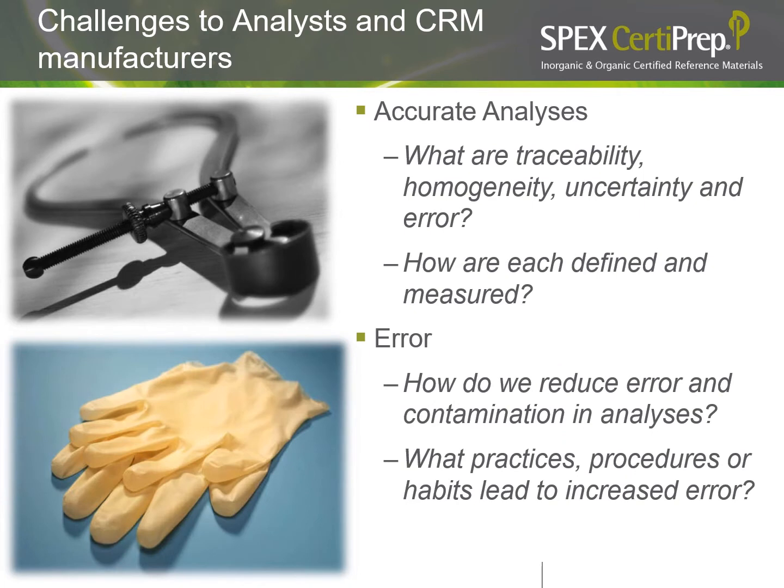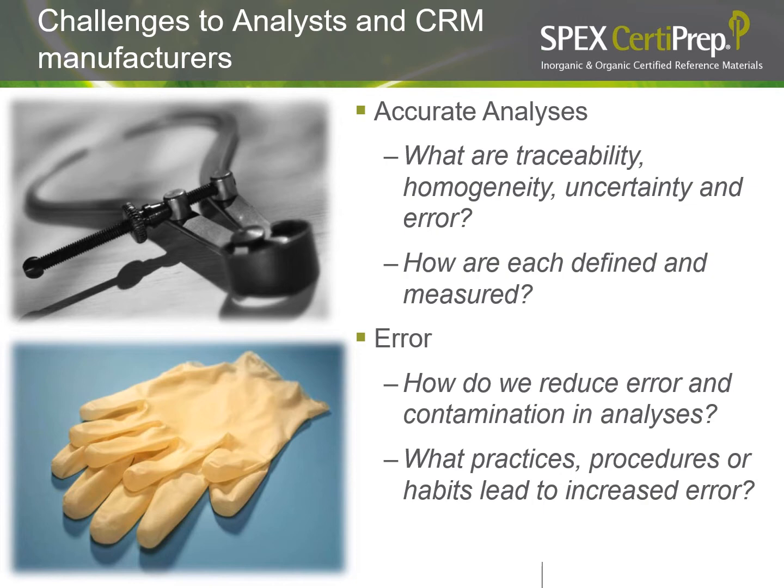So class, now when we talk about accurate analysis, we have to think of what are the traceability, homogeneity, uncertainty and error that might happen during the analysis, and how each is defined and measured. Well, error. So in our analysis, how do we reduce the error and contamination in the analysis? Okay, that is one thing. In order to reduce the error, we have to do triplicate. And even the way you are pipetting will play an important role as well in your analysis.